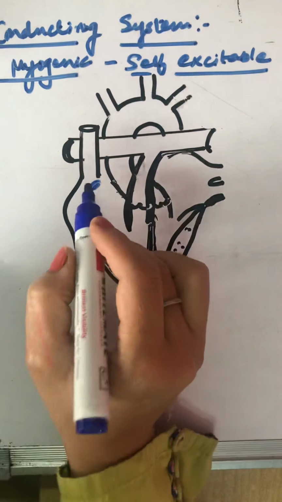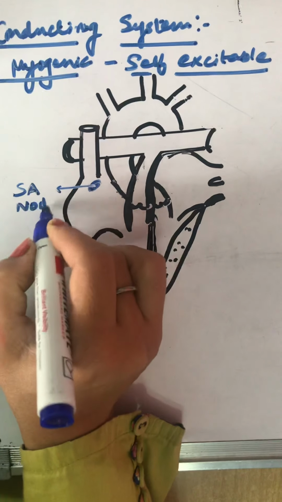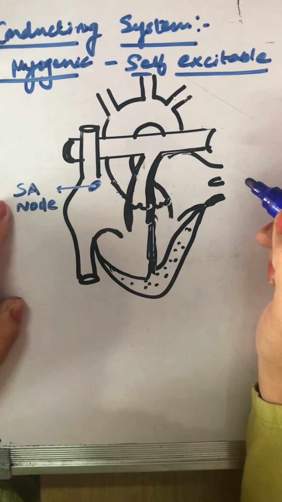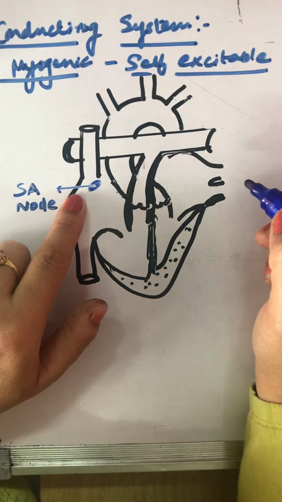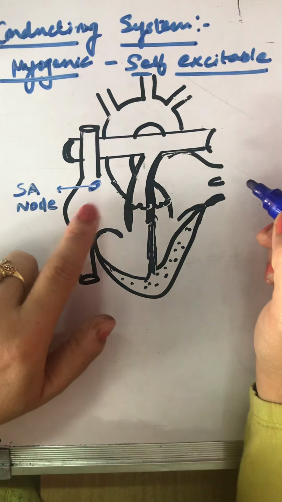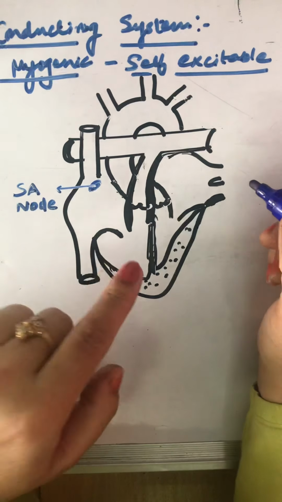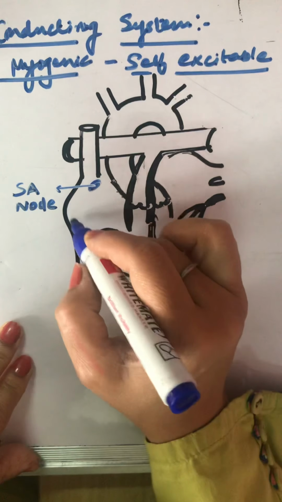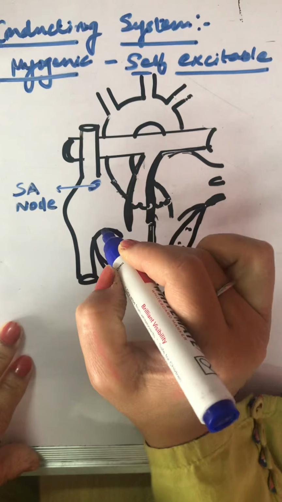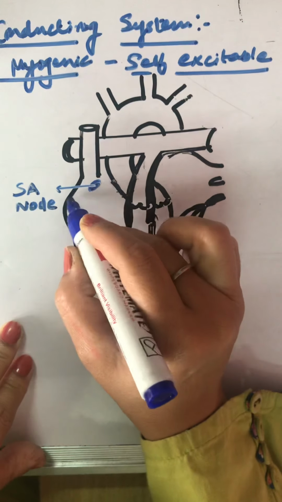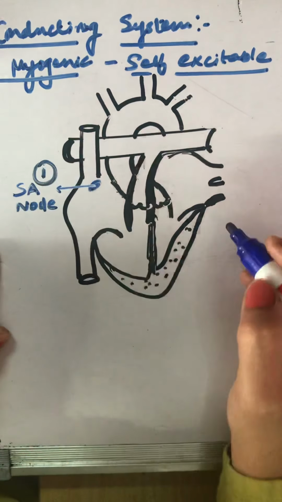This is the SA node. SA stands for sinoatrial node. This is situated in the right upper chamber of the right atrium. This is the right upper corner where it is mainly situated. This is in close association with the muscles of atria. All the muscles of atria are in association here and it conducts the impulse first to atria. So this is the first ever thing which is going to start the impulse.